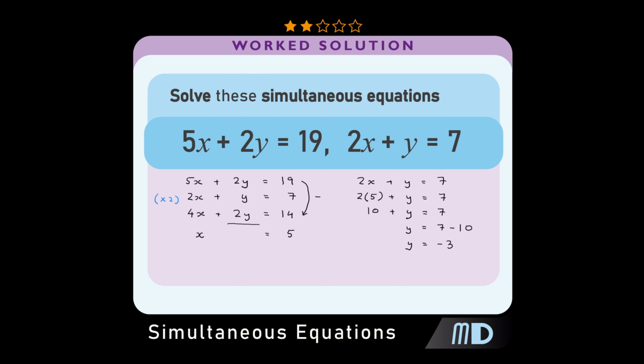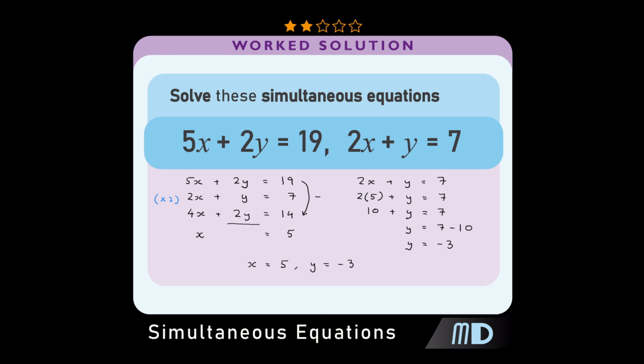We now have a value for x equal to 5 and y equal to minus 3. An optional but important step is to substitute both values for x and y into both equations to confirm that the values we've found balance each equation.